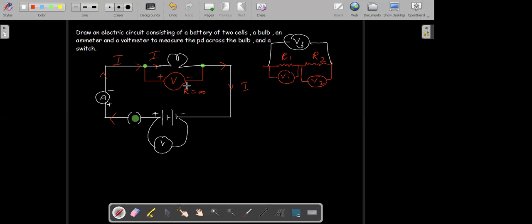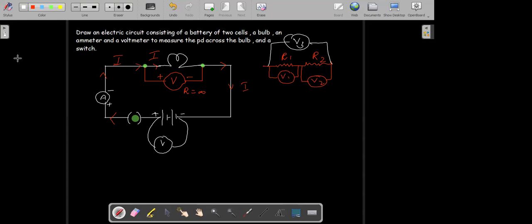This voltmeter will show me how much is the potential drop when the current passes through this and some work is done. So this voltmeter is actually showing you how much work is done when the charges are crossing this bulb. And this voltmeter is actually showing you how much capacity the battery has. Got it?